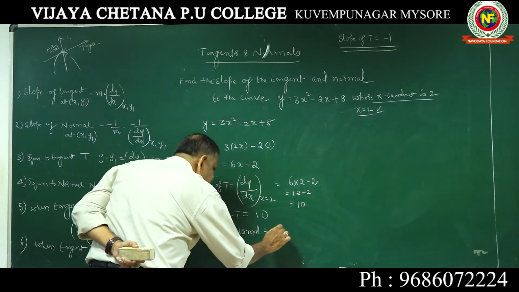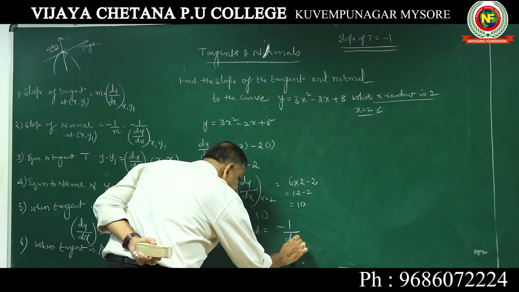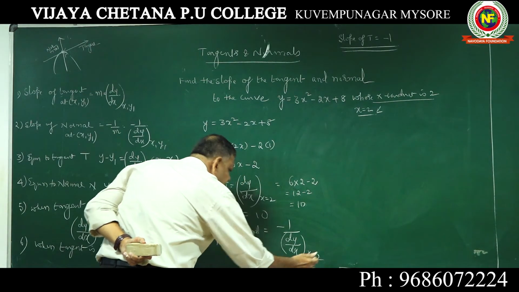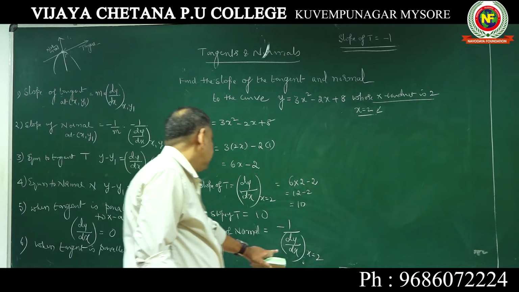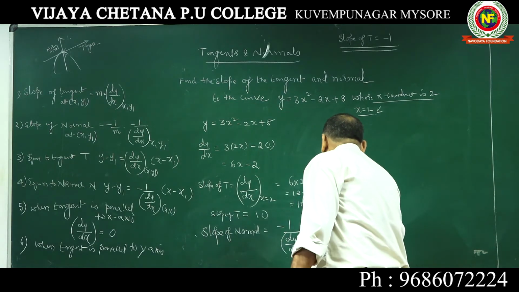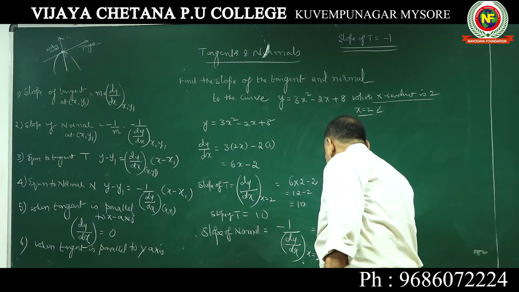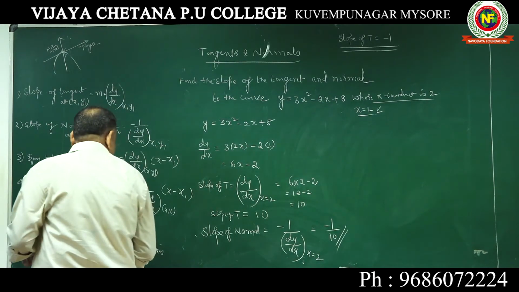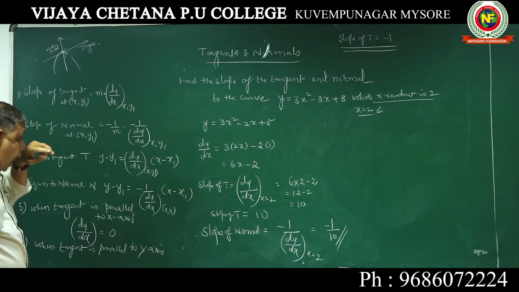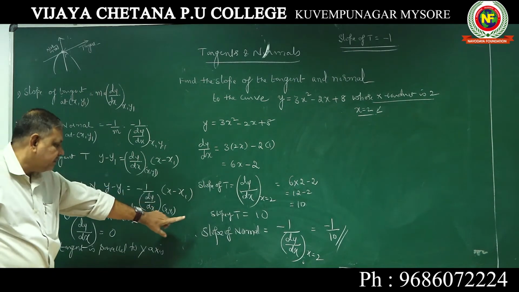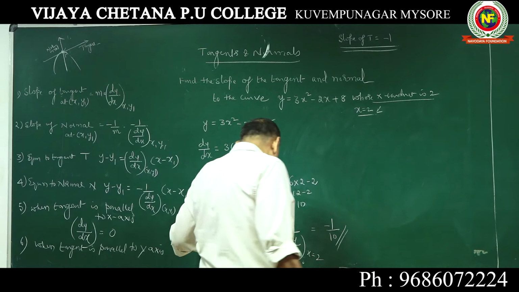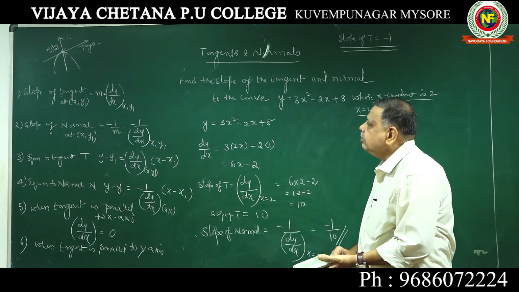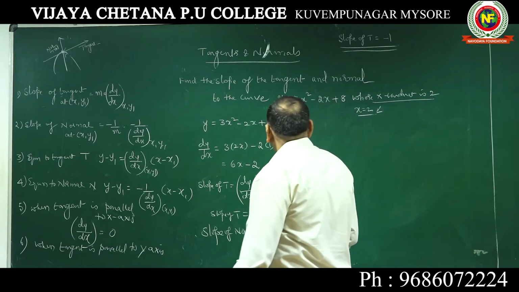Slope of normal is minus 1 by dy by dx at x equal to 2. We have already found out what dy by dx is at x equal to 2. We should write minus 1 by 10 as the slope of normal. Very important question: slope of tangent and slope of normal. Slope of normal is minus 1 by dy by dx at x equal to 2, that is minus 1 by 10.